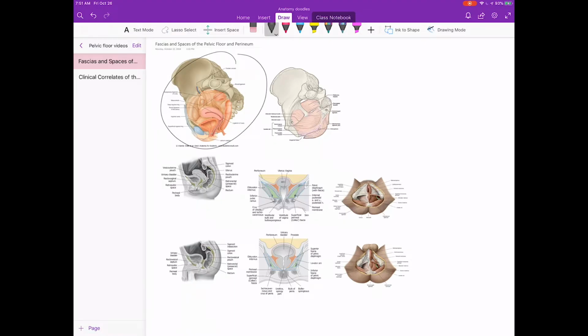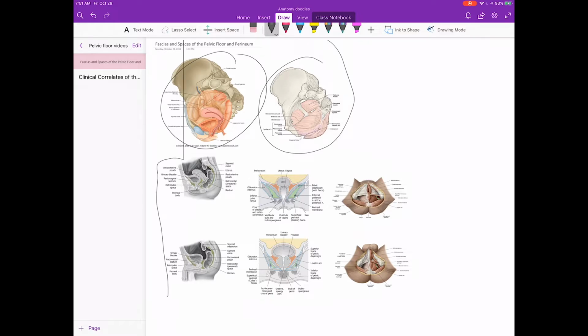The image next to it is the same picture, but with the pelvic organs removed. You'll notice in the picture on the right there's a nice view of the levator ani, the obturator internus, and the piriformis muscles, and also the coccygeus muscle. But you can't see that on the left because of the pelvic organs.